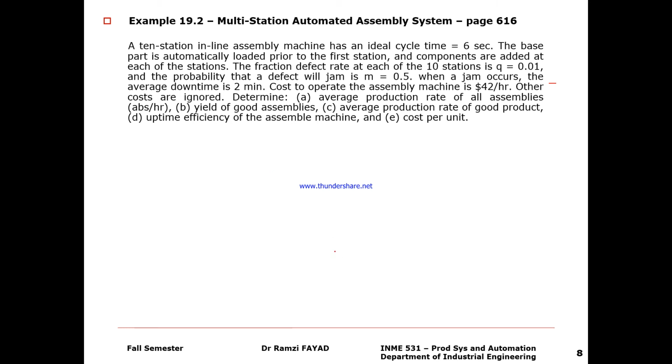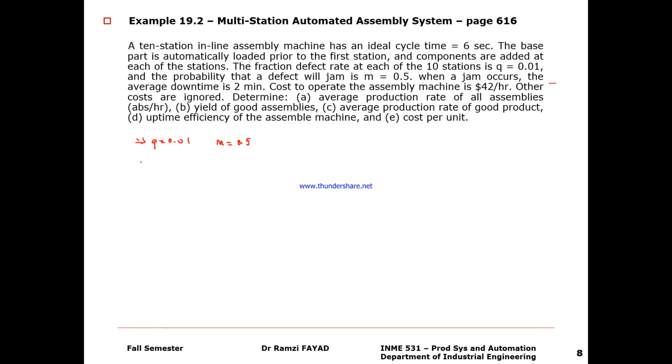So Q equals 0.01, and the probability that a defect would jam the system, M, equals 0.5. When a jam occurs, the average downtime is 2 minutes. The cost to operate the machine is $42 per hour. Ignoring other costs, determine the average production rate of good assemblies per hour. How many assemblies per hour?